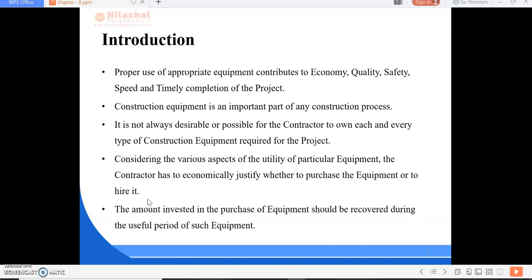It is not always desirable or possible for the contractor to own each and every type of construction equipment required for the project. Considering the various aspects of the utility of particular equipment, the contractor has to economically justify whether to purchase the equipment or to hire it. The amount invested in the purchase of equipment should be recovered during the useful period of such equipment.